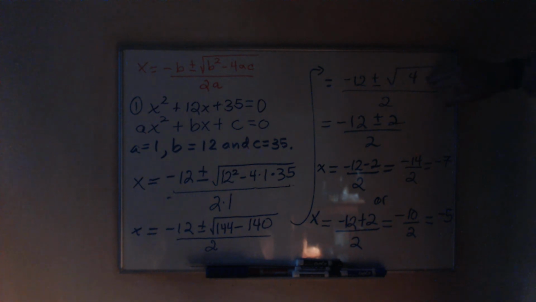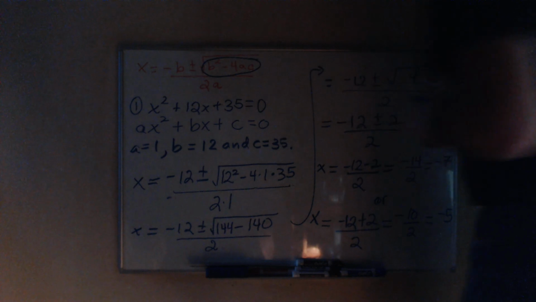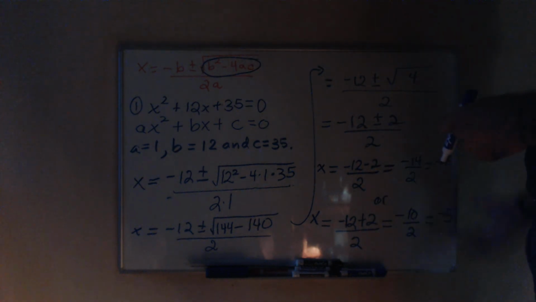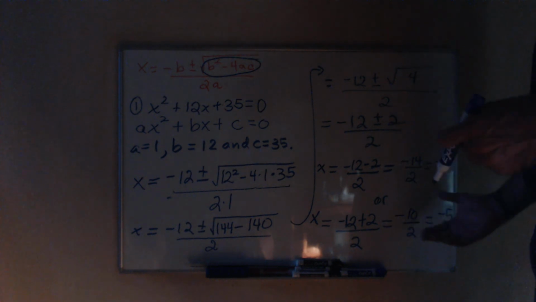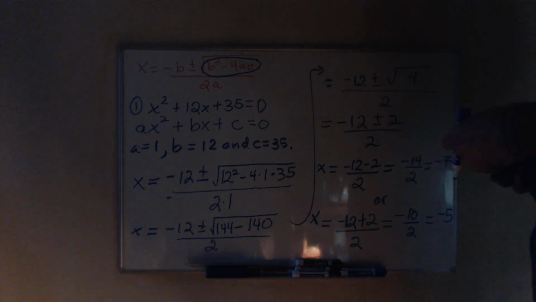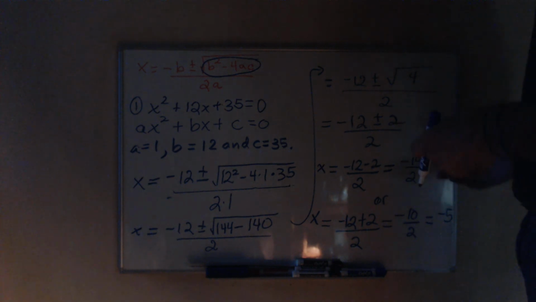Number 1, it's positive. So that part that was under the square root, it's positive. And we got real answers. Also the fact that it was a perfect square, positive and a perfect square, that's leading to getting us rational answers.